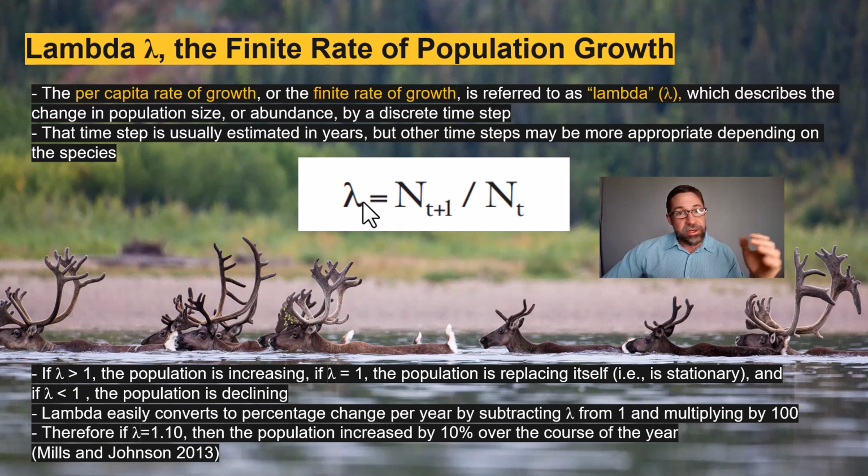The other thing with lambda, it's really easy to just convert it to a percentage. So a lambda of 1.10 means that the population is increasing by 10% during that time step. Or if lambda is 0.98, it means that the population is decreasing by 2% in that time step.